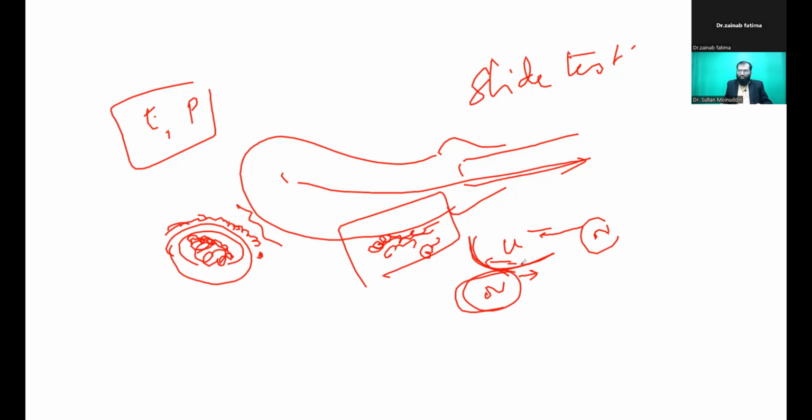But if you slide the uterus like this, and the ovary also slides like this with the uterus, that means that the ovary is adherent to the uterus. So this is called slide test positive. That denotes that there are adhesions between ovary and the uterus.